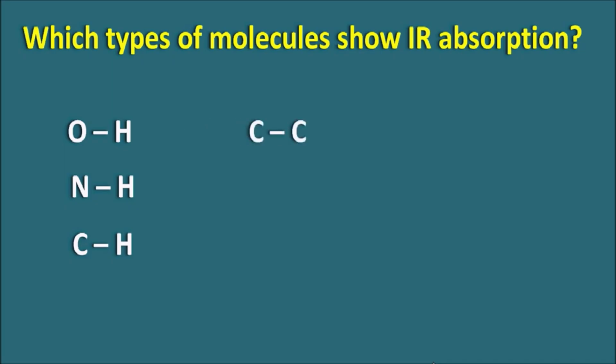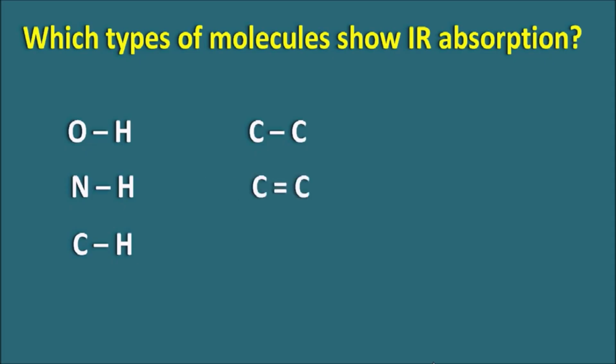Similarly, take the carbon-carbon single bond. Here you can observe that both atoms are the same and the bond dipole moment is zero. But still, the net dipole moment of the molecule depends on the other groups attached. So the carbon-carbon single bond can also give an IR signal because of the rest of the groups attached to these carbons. These are not diatomic molecules, because carbon is tetravalent, they are polyatomic, and the presence of other groups can influence the dipole moment as well as the absorption of this carbon-carbon single bond.